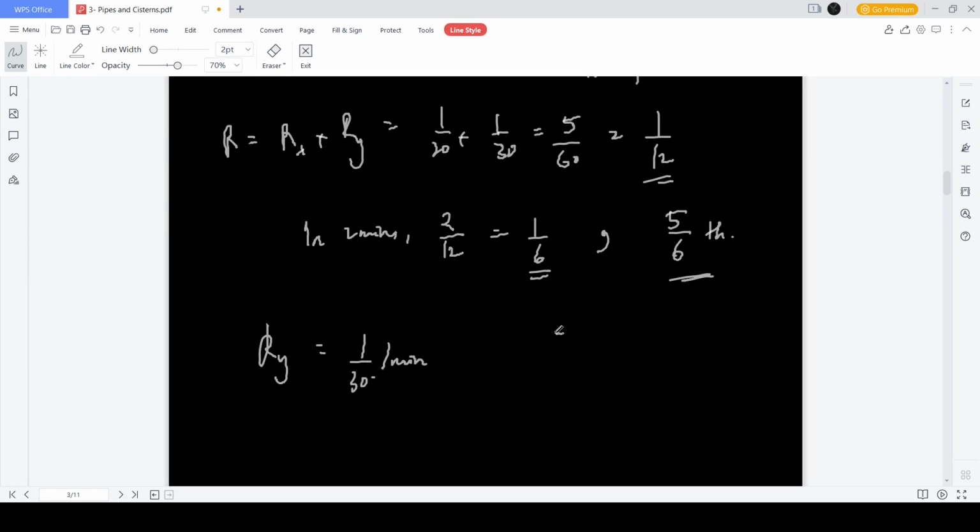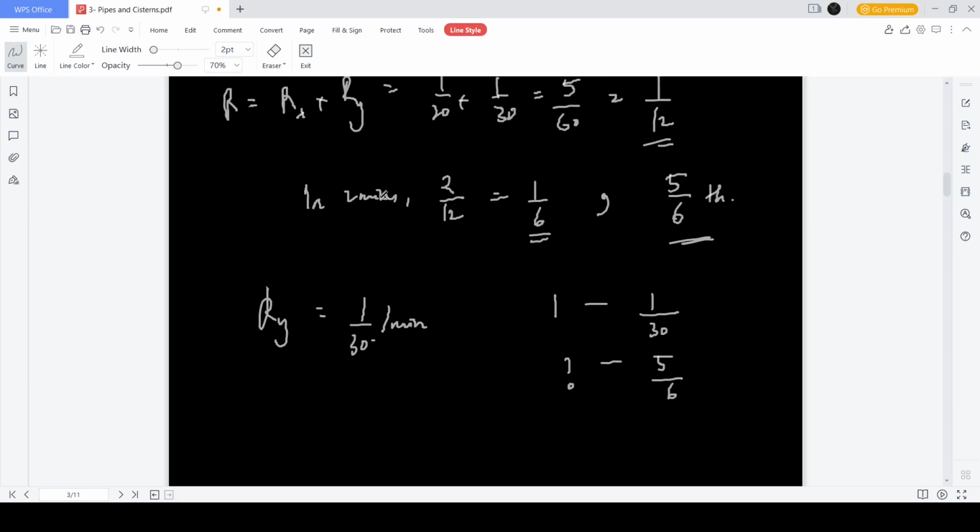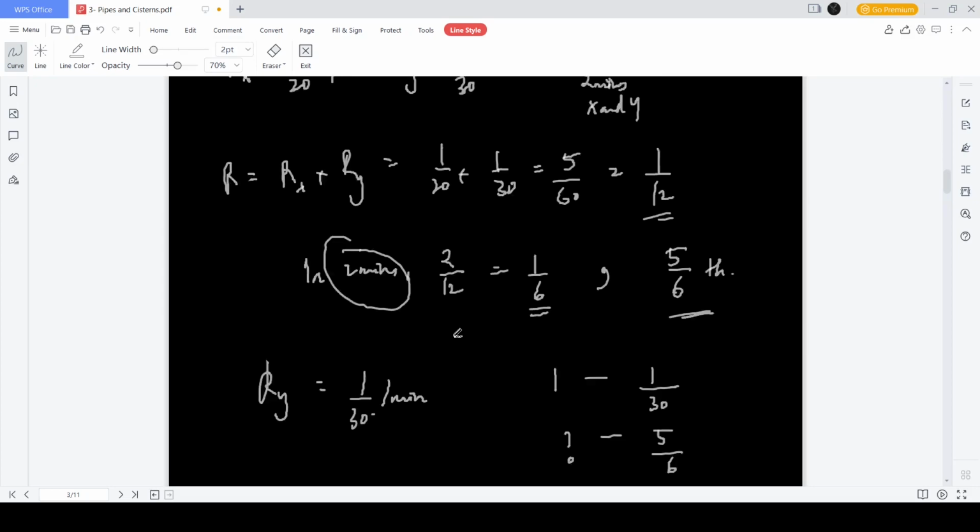We know that in 1 minute, 1 by 30 of the tank is filled by Y. So 5 by 6 of the tank will be filled in how many minutes? Okay, simple cross multiplication. Here we know it's 2 minutes. Then we'll check the next part.